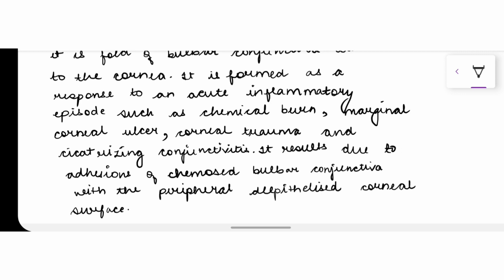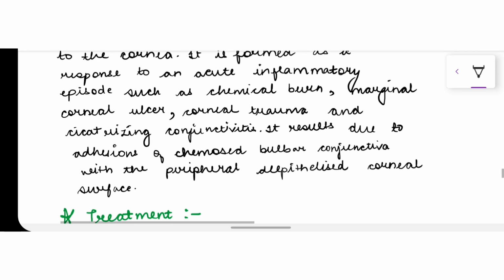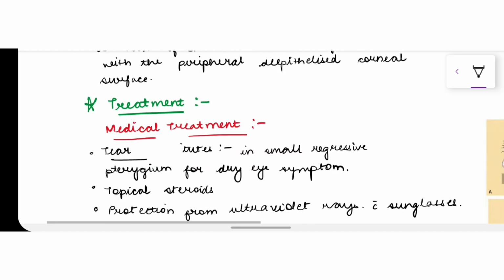Mainly, why does it occur? Because if there is damage to the cornea or the conjunctiva, then adhesions are formed between the bulbar conjunctiva and the deepithelialized corneal surface. So it can present as pterygium.